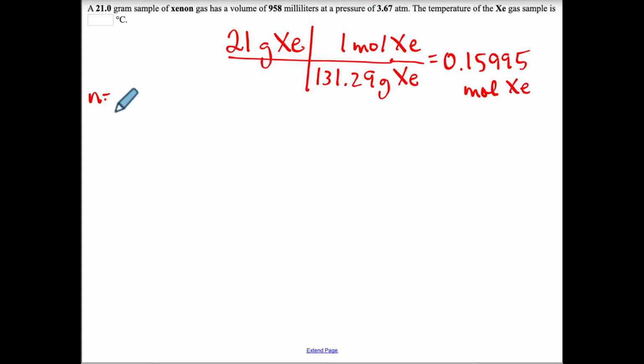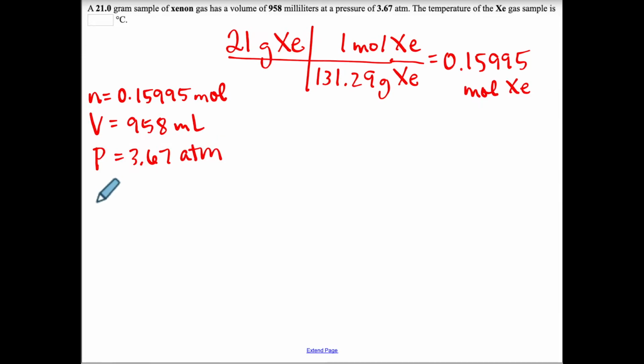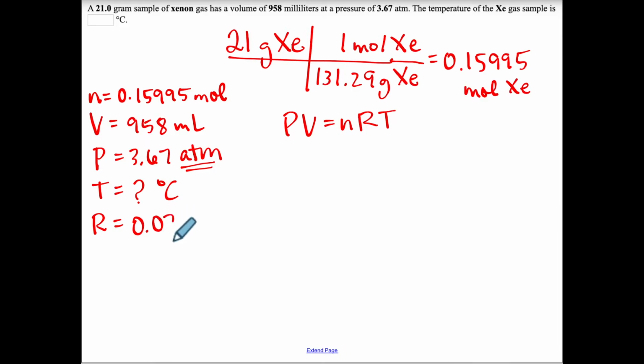So we're going to say N equals 0.15995 moles. It tells us we have a volume of 958 milliliters at a pressure of 3.67 atmospheres, and it wants us to find the temperature. Now, it wants us to get the temperature in Celsius, but of course we're going to have to solve for it in Kelvin first. We don't have any duplicates, so we're going to be using PV equals nRT, the ideal gas law. We have to determine what our R is going to be, and since we have pressure units of atmospheres, R is going to be 0.0821.